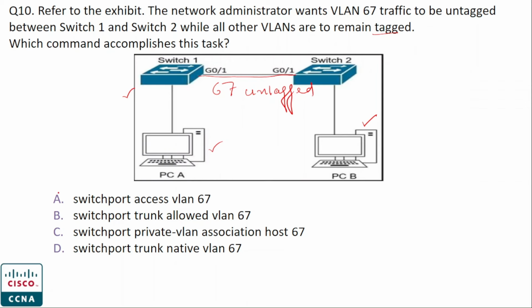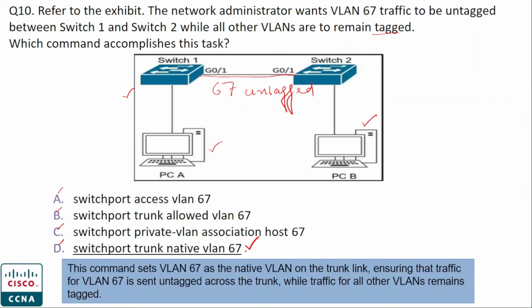And the options are option A, switchport access vlan 67. Option B, switchport trunk allowed vlan 67. Option C, switchport private-vlan association host 67. And option D, switchport trunk native vlan 67. And the correct option and the correct command is switchport trunk native vlan 67.